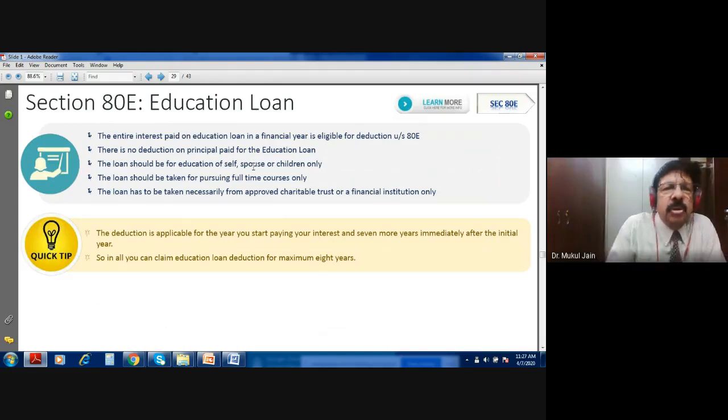Fine. So again here written, the loan should be taken for pursuing full-time courses only. The loan has to be taken necessarily from approved charitable trust or a financial institution only. And next quick tip is the deduction is applicable for the year you start paying your interest and 7 more years immediately after the initial year. So in all, you can claim education loan deduction for a maximum 8 years.